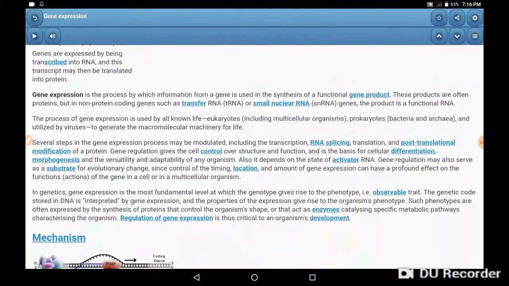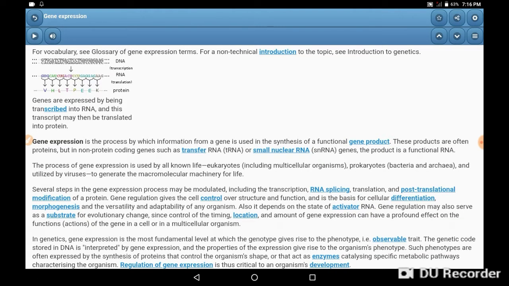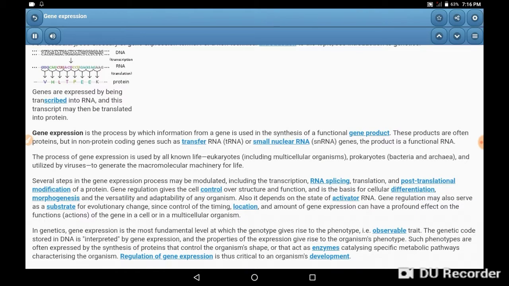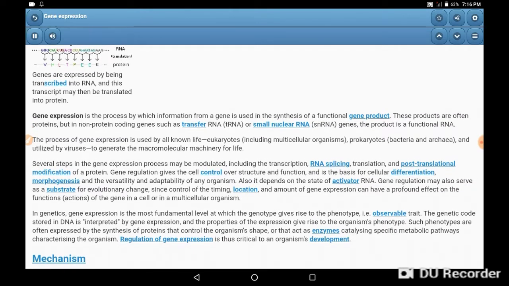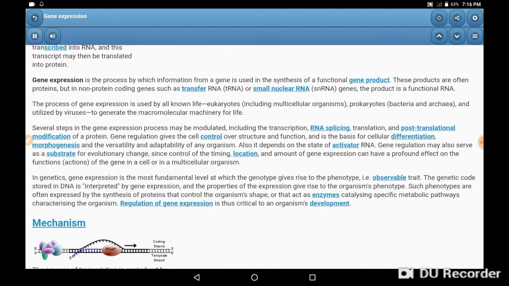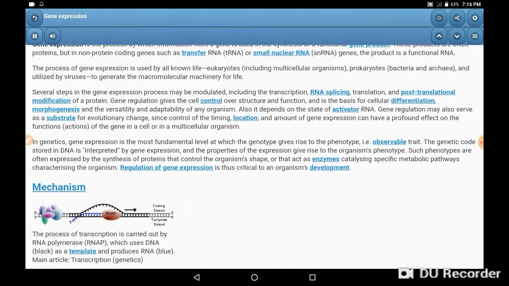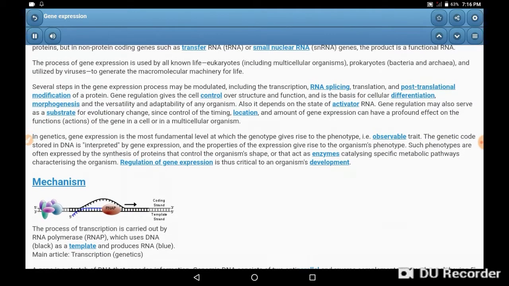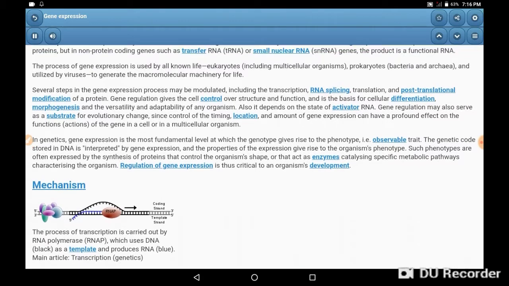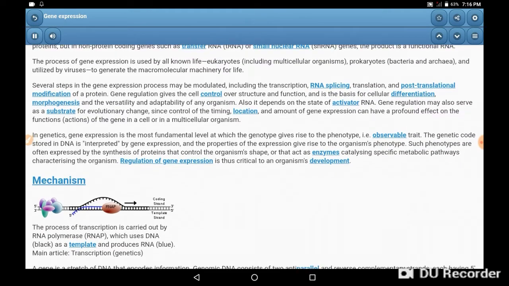Genes are expressed by being transcribed into RNA, and this transcript may then be translated into protein. Gene expression is the process by which information from a gene is used in the synthesis of a functional gene product. These products are often proteins, but in non-protein coding genes such as transfer RNA (tRNA) or small nuclear RNA (snRNA) genes, the product is a functional RNA. The process of gene expression is used by all known life: eukaryotes, including multicellular organisms, prokaryotes, bacteria and archaea, and utilized by viruses to generate the macromolecular machinery for life.